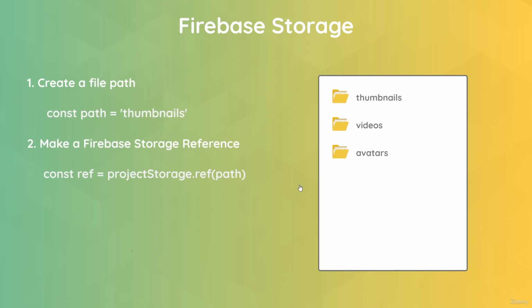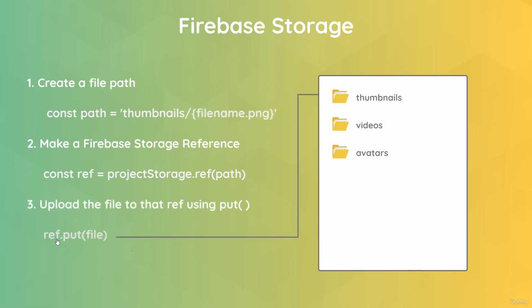We create a file path. The second step is to make a Firebase Storage reference. And to do that, we take the project storage, that's the Firebase SDK for Firebase Storage, and then we use a method on it called ref. And we pass into that method the file path. So in this case, thumbnails, for example. We pass that in there. And then we're storing this reference in a constant. So now we have a reference to where that file will go, but it's not uploaded yet.